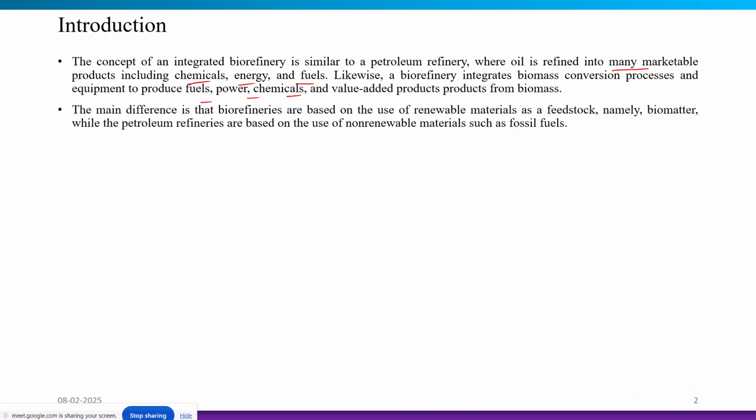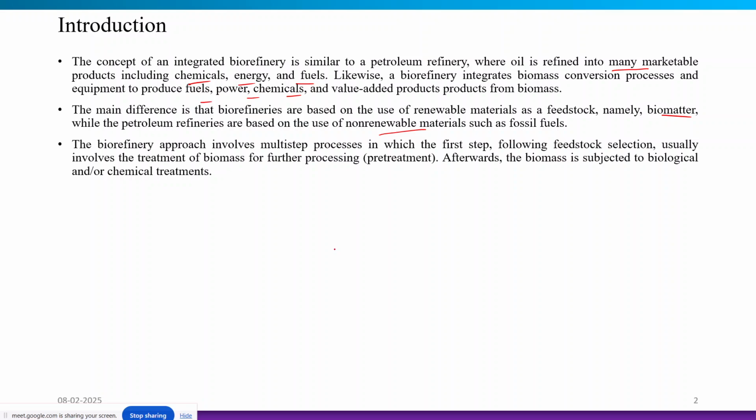So it is very similar to a petroleum refinery, but only the feedstock is different, right? The main difference is that biorefineries are based on the use of renewable materials as the feedstock, that is biomatter, while petroleum refineries are based on the use of non-renewable materials. Those are fossil fuels, which are not renewable materials. Whereas we are considering biomass or biomatter, which is a renewable material, as the main feedstock for the biorefinery.